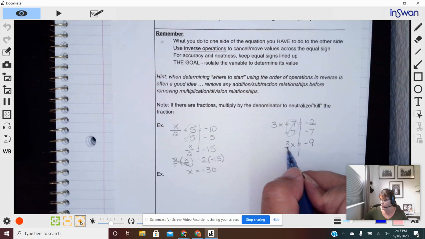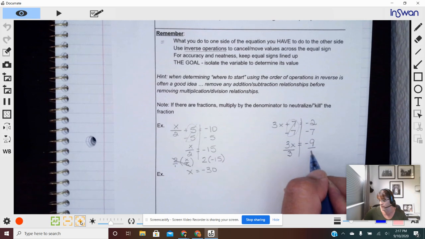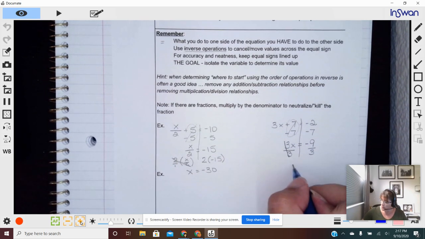Now 3 and x are being multiplied. The inverse operation of that is to divide. You will notice I write division as a fraction because that is what is happening. These cancel each other out. x equals negative 3.